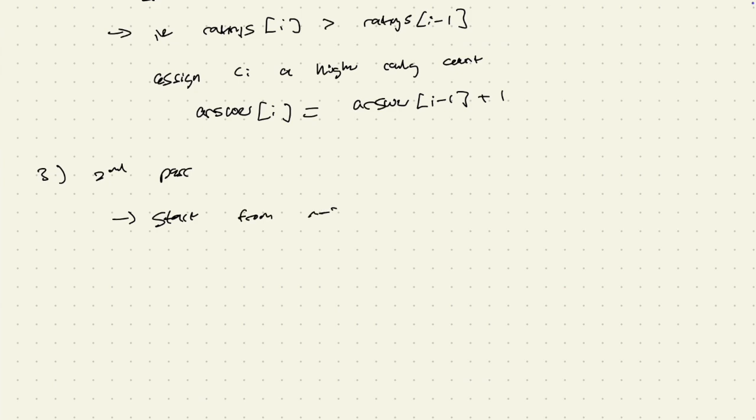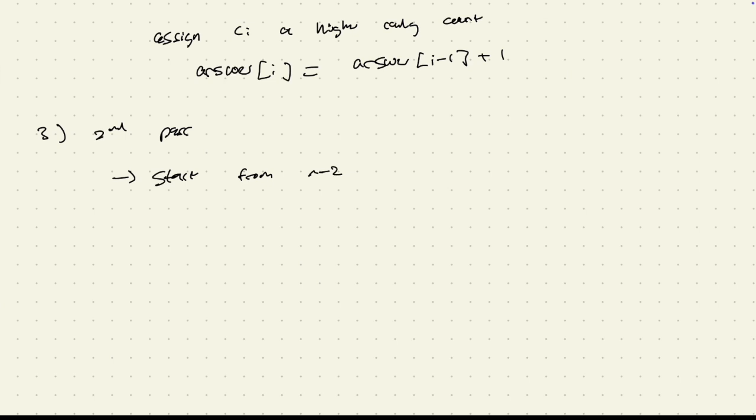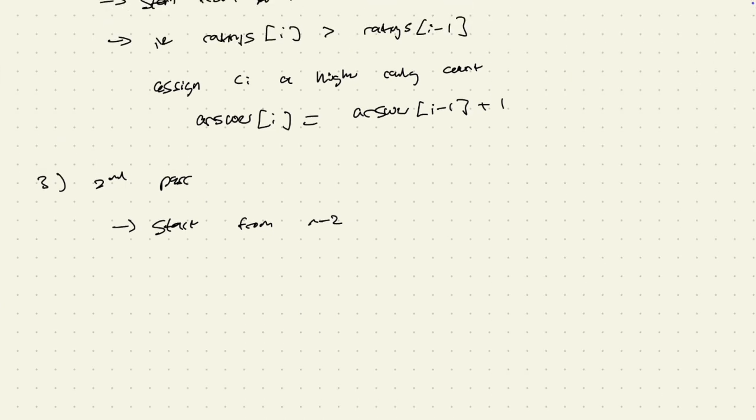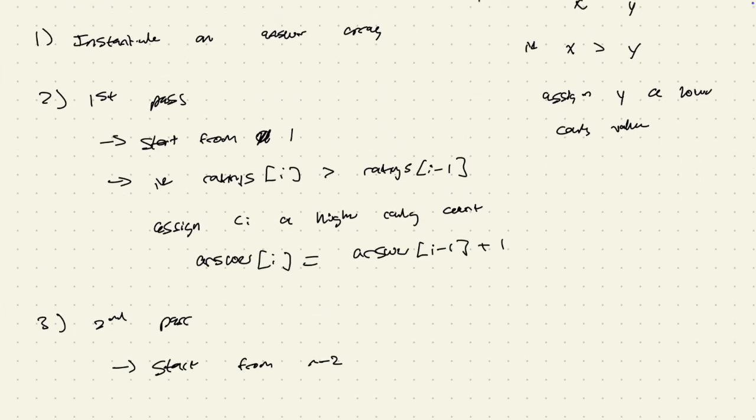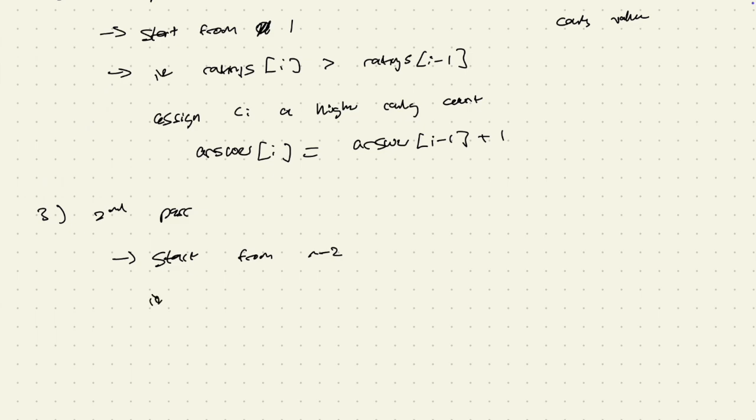Start from n minus 2. This is a little more simple. It's just a little easier for me to follow. But it's more intuitive, like you're starting from the back and you're enforcing that. So we're gonna start from n minus 2. I'm pretty sure you could do this starting from 0, but I don't know for sure. But we're gonna start from n minus 2.